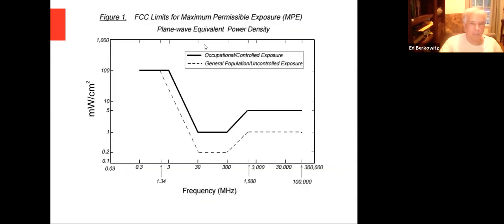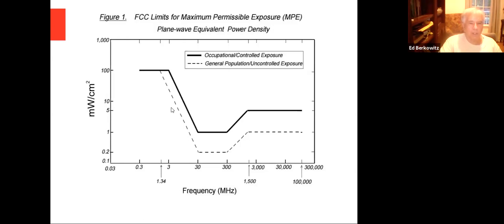So for example, just looking at this chart, at about 10 meters, the maximum power exposure is 1 milliwatt per centimeter squared for us hams. But for our neighbors and children, it's 5 times more stringent, or 0.2 milliwatts per centimeter squared.